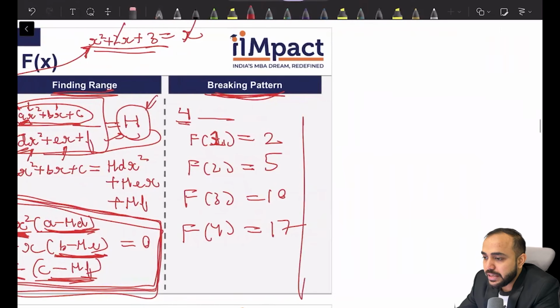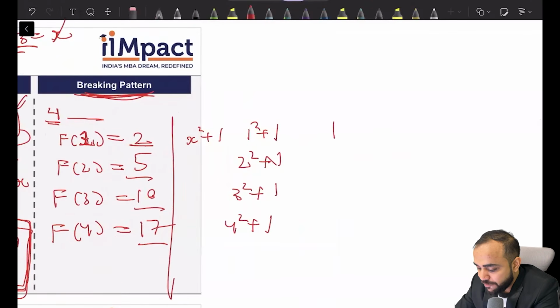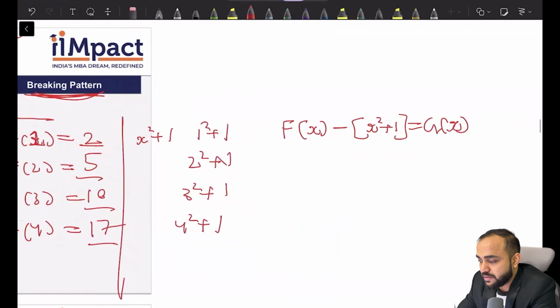All right. First thing in questions like this is identifying the pattern. So what is the pattern? The pattern is x² + 1. So each of these values is following what? 1² + 1, 2² + 1, 3² + 1, 4² + 1. Which means if I define a function where f(x) − (x² + 1) = g(x), can you tell me what are going to be the roots of g(x)? The roots of g(x) are going to be 1, 2, 3, and 4.